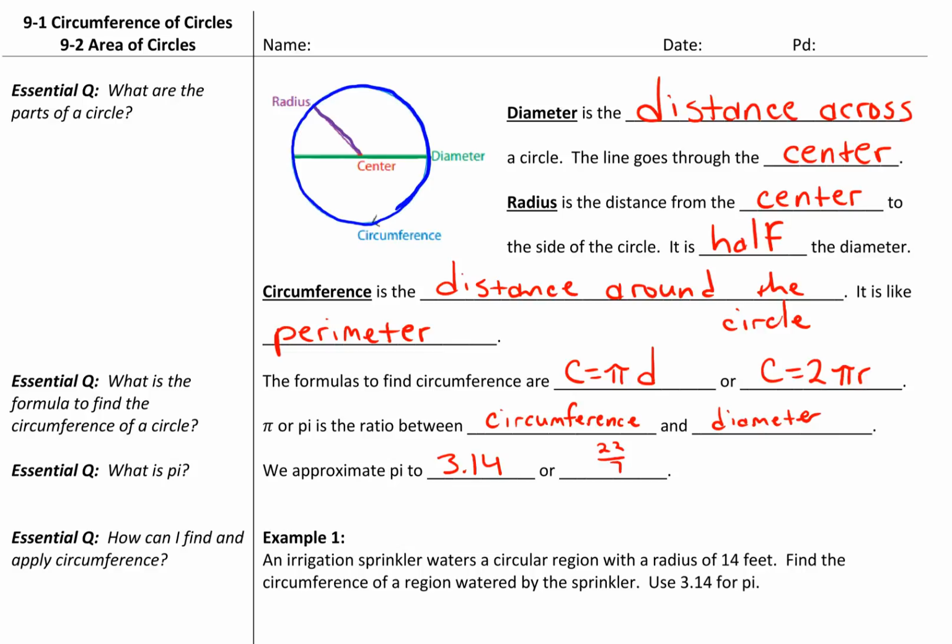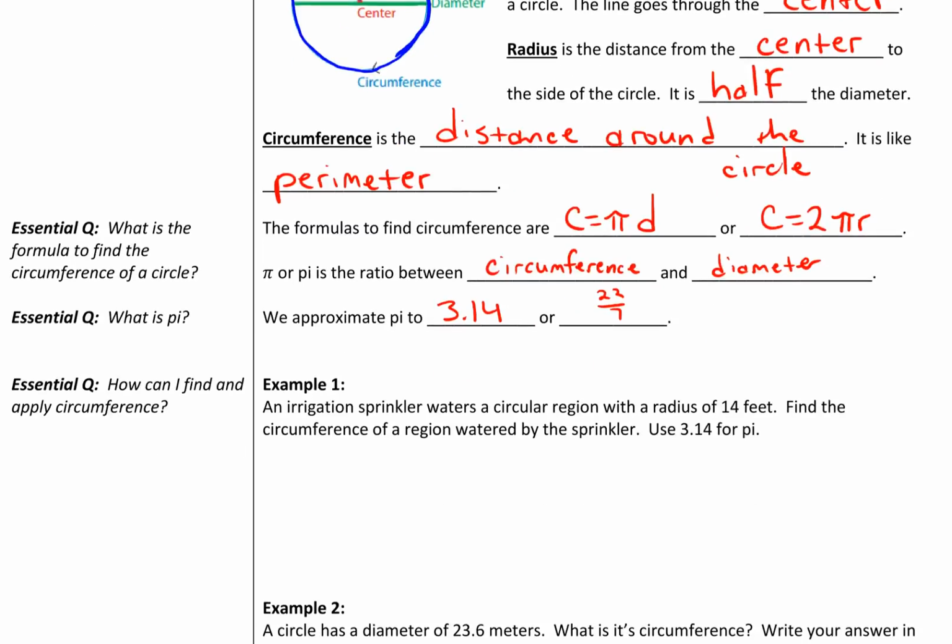Now, pi is a ratio between the circumference and the diameter of a circle. So a long time ago, these ancient geometricians realized that if they measured a circle's circumference and divided it by the diameter of a circle, it always came out to this weird number, 3.14159, and this number just kept going. And this is what we call pi.